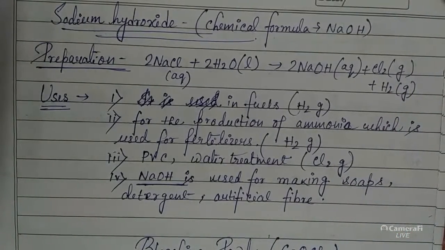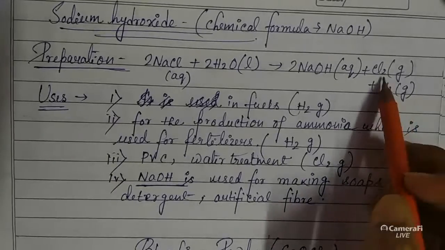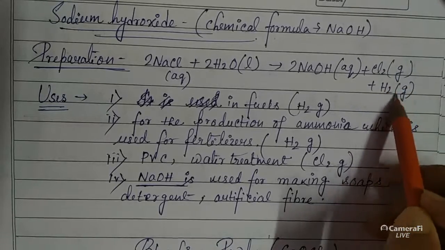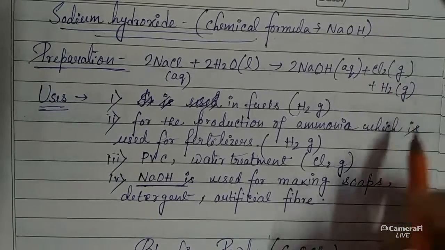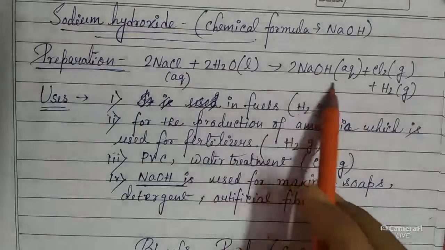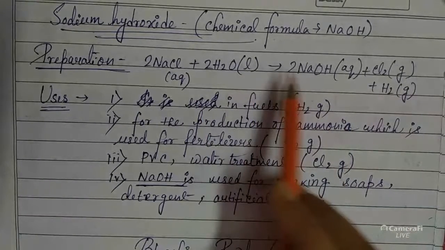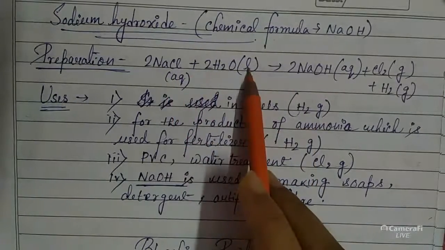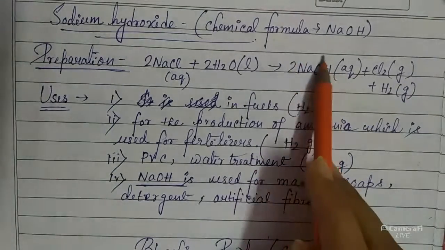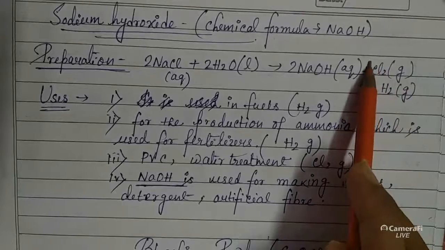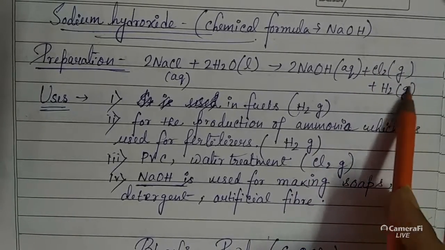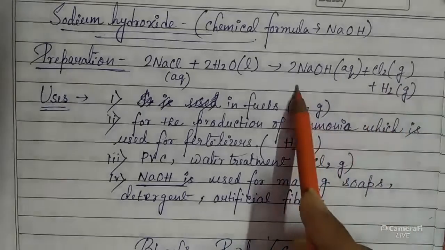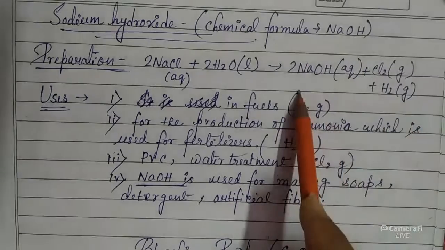You know anode and cathode, I think. In the anode, chlorine gas will be produced and in the cathode hydrogen gas will be produced. This is the chemical reaction for the preparation of sodium hydroxide. So we can say that when electricity is passed through the brine solution, sodium hydroxide will be produced, as well as chlorine gas released at the anode and hydrogen gas released at the cathode. Now all three products we can use for many purposes.